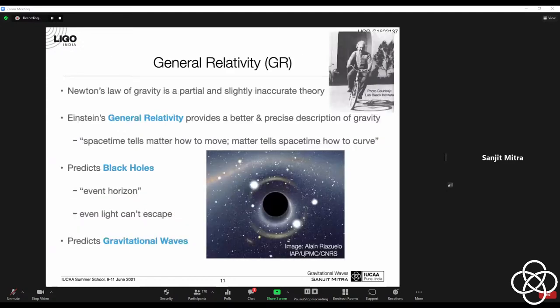Now we will start with some basics of general relativity and so on. Before that, the first part was kind of motivational, but if you have any questions, I can pause here and take the questions. You can either raise your hand or write in the chat box.